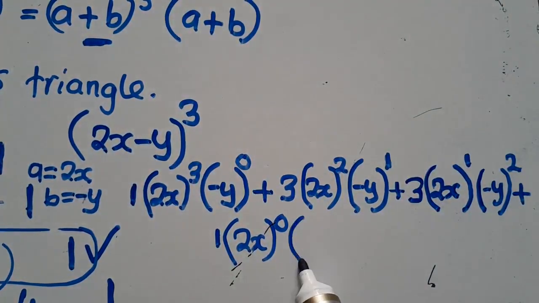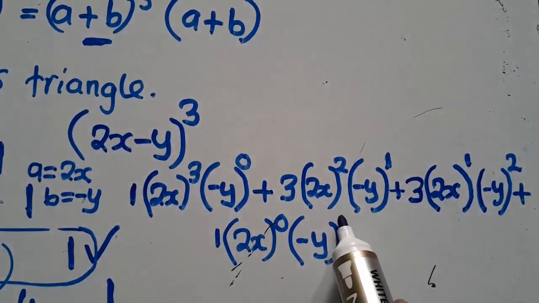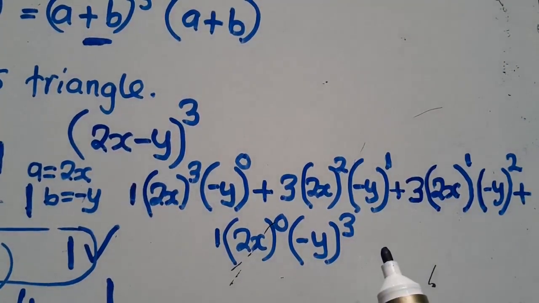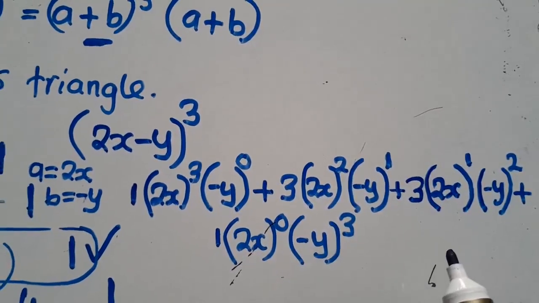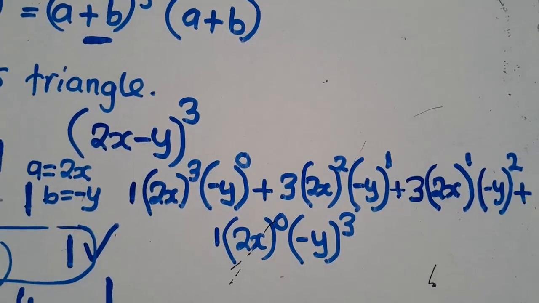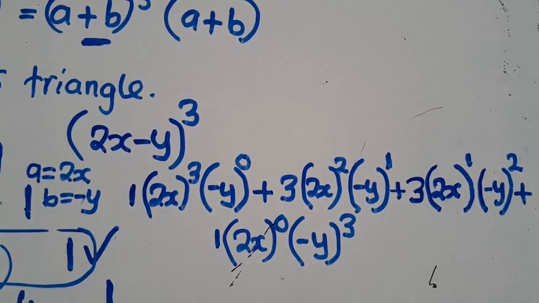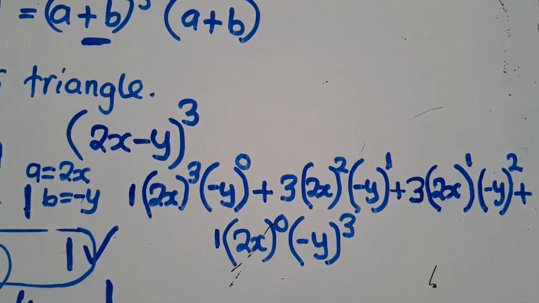Then I say my b, negative y, having power what? Having power 3. It is increasing. So this is what I'm going to do. Hope you've seen this. After you are done with this, then everything now becomes easy and simple. So these are things that you need to do. These are procedures that you need to follow. These are simple things that you need to do. Hope you've seen how I've worked out this.